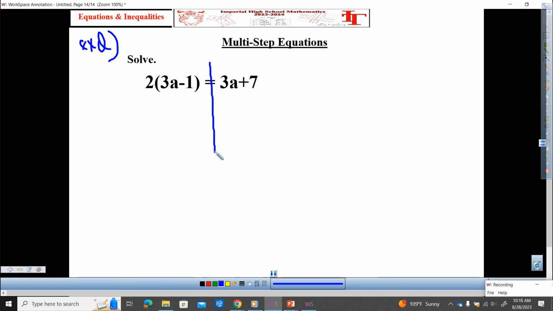All right, Maya Alarcon. So multiply the 2 into the 3a and into the negative 1. Be careful, guys. Some of you that distribute forget to do it to both terms. So this is 6a minus 2 equals 3a plus 7. All right. What do we do next? Tell your neighbor so Maya can pass it to someone. Tell your neighbor what to do next.